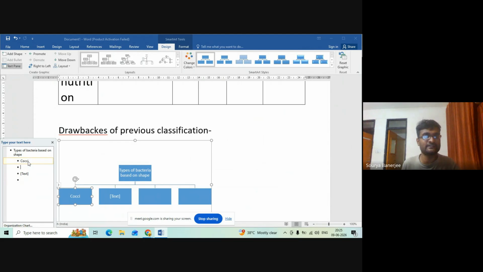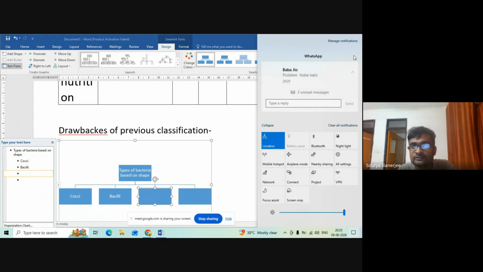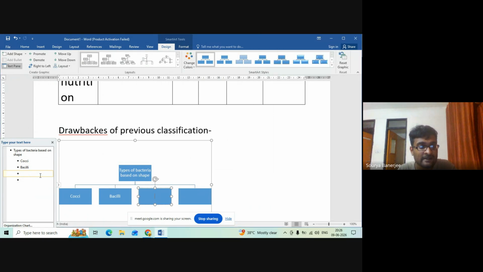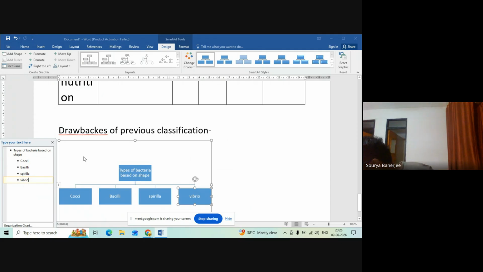The next one is bacilli. Actually, I will type those things whose spellings are a little bit complicated, otherwise I will only talk. That is better. Bacilli means box-shaped bacteria. Next one is spirilla, not spirulina, spirulina is different. Spirilla means those bacteria which are spiral in shape. And the last one is Vibrio, as in Vibrio cholerae. Vibrio means those bacteria which are comma shaped.